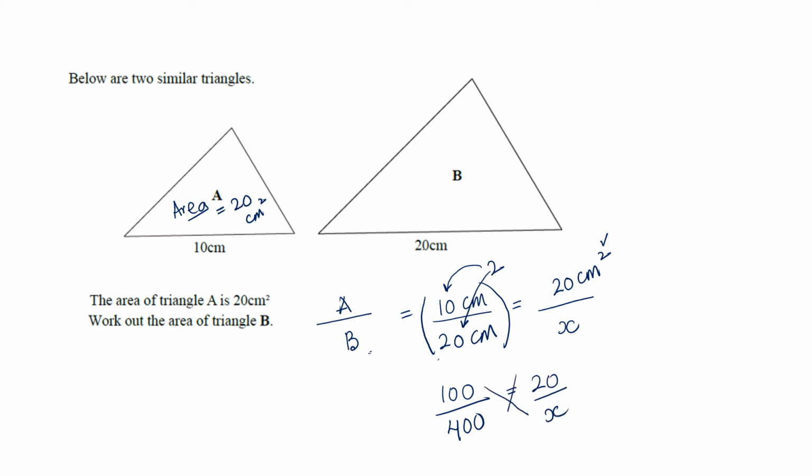Now cross multiply: 100 times x. So you write 100x on the left hand side. I prefer to write the x always on the left hand side. Equals 20 times 400. Just show here 20 times 400.